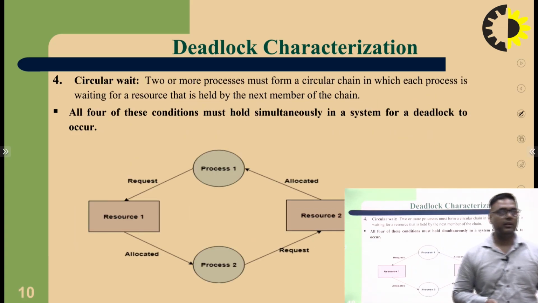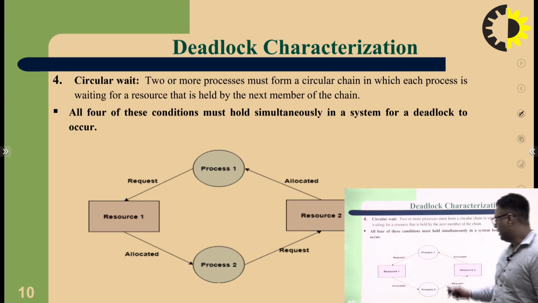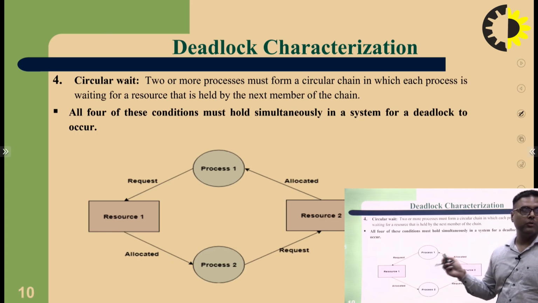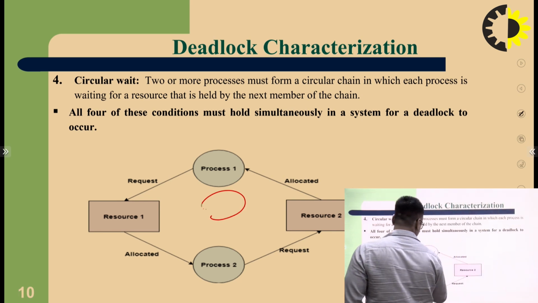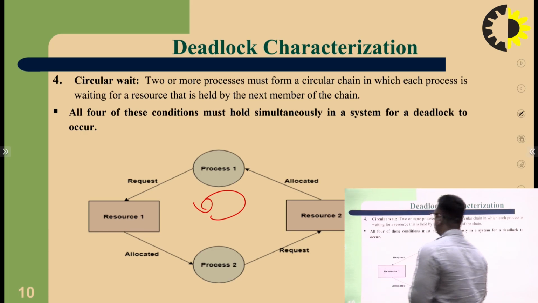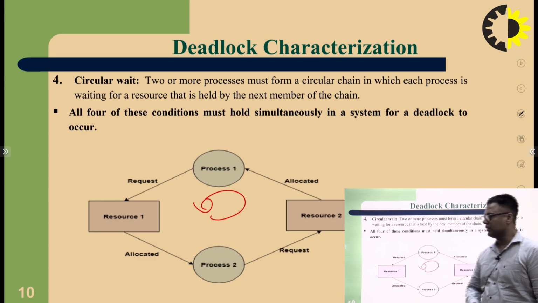Circular wait. If one process holds one resource, and another process holds another resource and demands the resource required by the other, it creates a circle form. Circular wait means two or more processes must form a circular chain in which each process is waiting for a resource held by the next member of the chain. All four of these conditions must hold simultaneously in a system for a deadlock to occur.